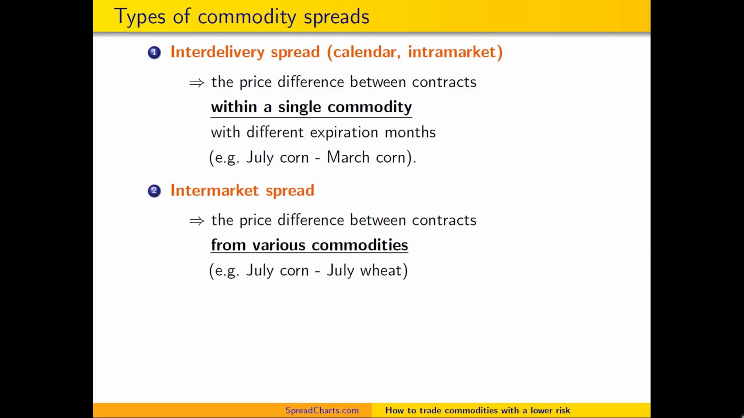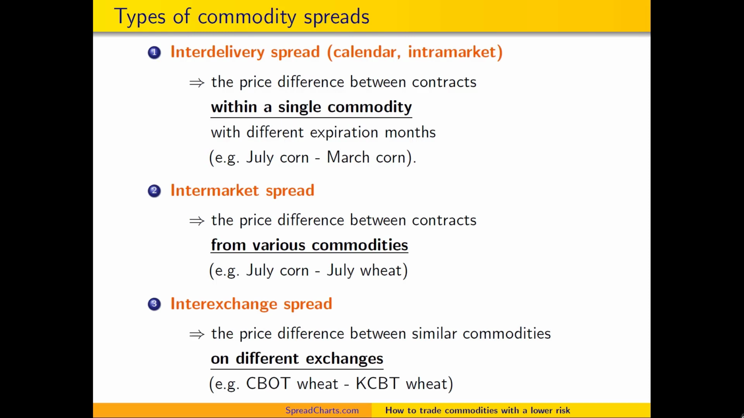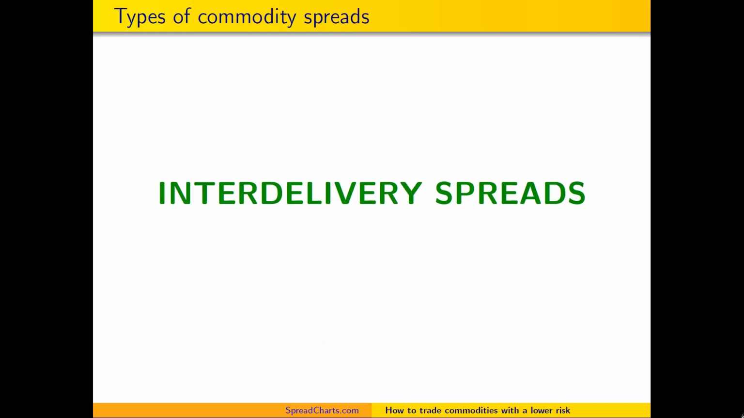The third type is called inter-exchange spread. It is a price difference between contracts for similar commodities but on different exchanges. A typical example is a spread between wheat that trades on the Chicago Board of Trade and wheat on the Kansas City Board of Trade. Technically, inter-exchange spreads fall under intermarket spreads, but this is how the taxonomy evolved. In this workshop, we will talk about the first type, the interdelivery spreads.